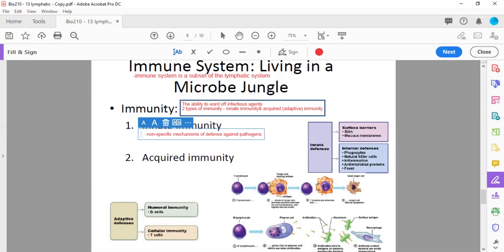So when you have a cut, it's very crucial that you take care of the cut, because the cut represents the breach in your skin in which the infectious agent can enter and cause havoc. Okay. Now, and it's not specific. And the second example of innate defense would be internal defense, such as it's involved with phagocytes.